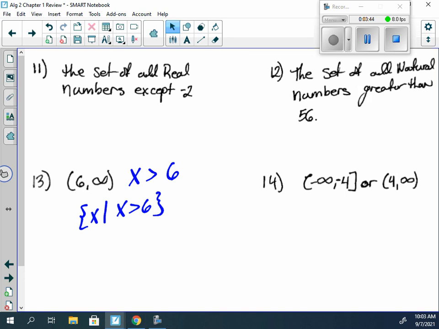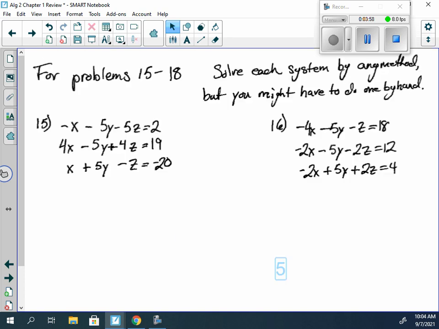Any other questions on 9 through 14? Are we good with 9 through 14? Yes? If there are no other questions on 9 through 14, let's look at 15 through 18. Which one of these do we want to look at first? 15.